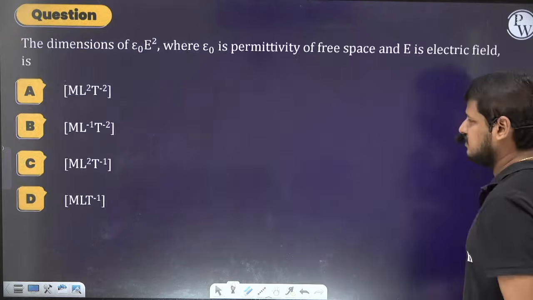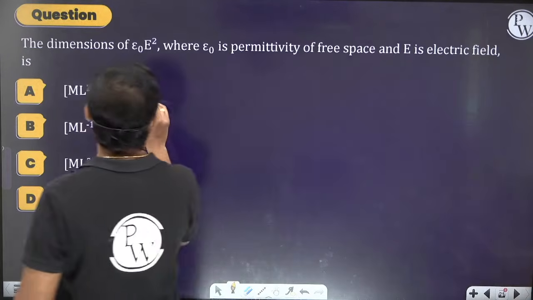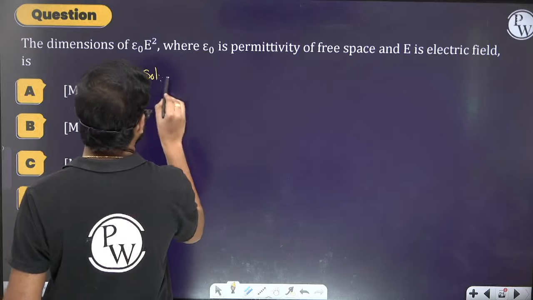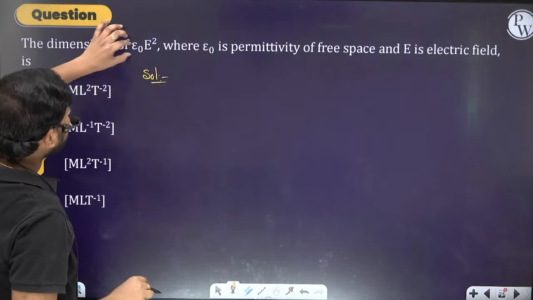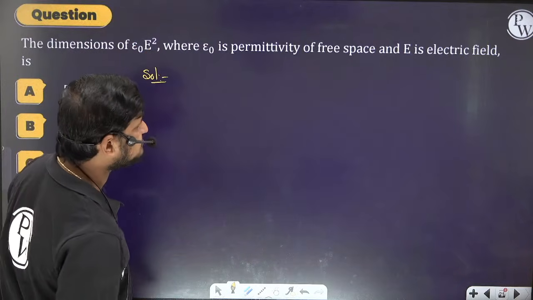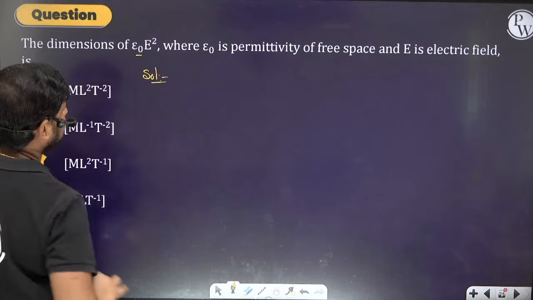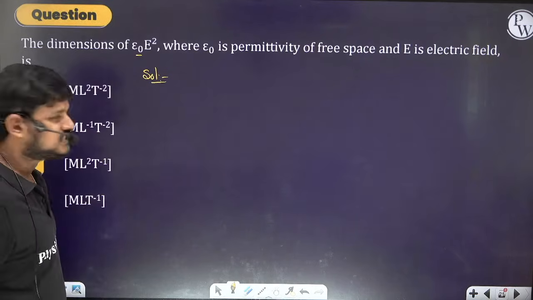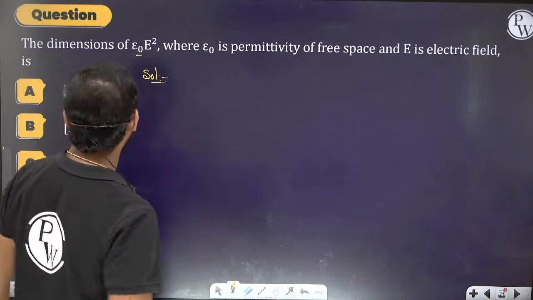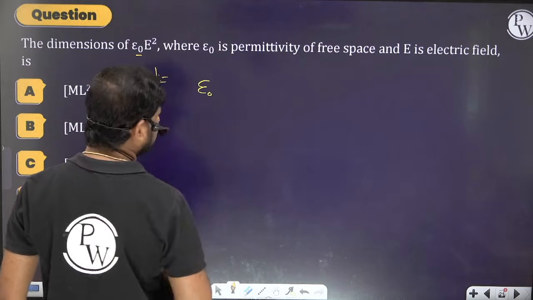Let's move further. So the next question, see here, the dimensions of epsilon naught E square, where epsilon naught is the permittivity of free space and E is the electric field. So you know the epsilon and you know the E square. So these two formulas you just write down. You guys take this as homework, because just now we did.